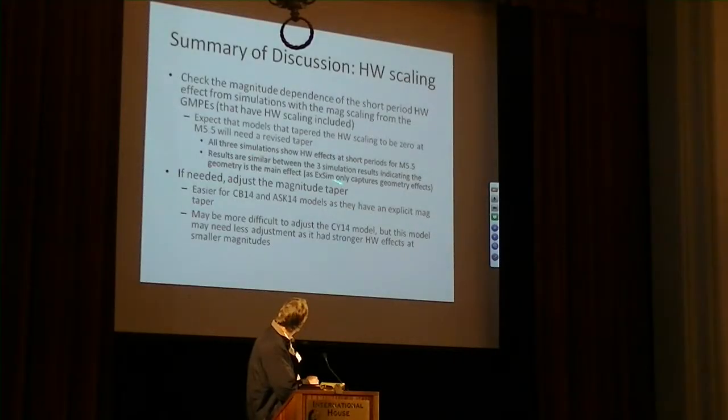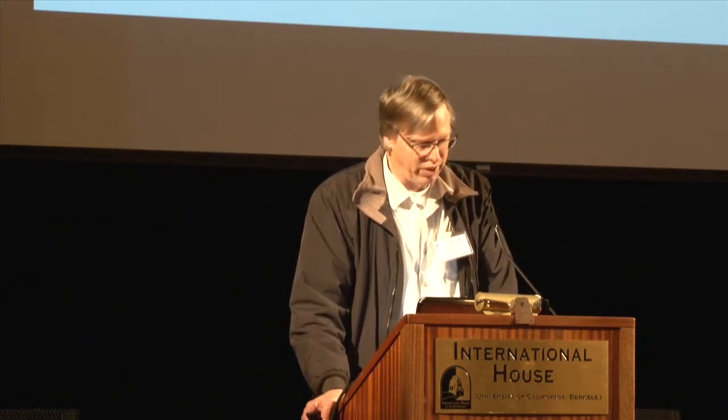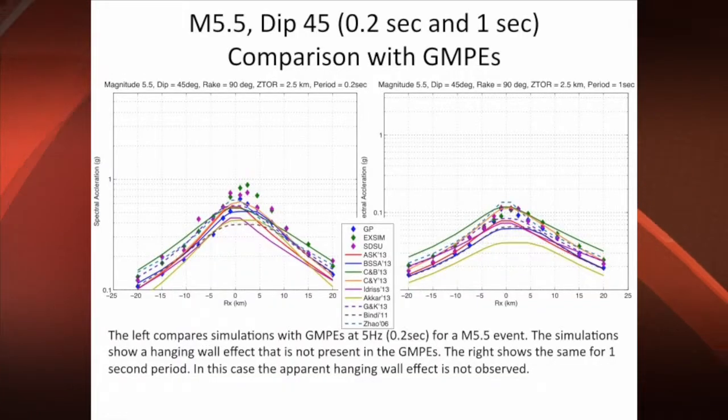Okay, so how are we going to adjust the taper? Two of the models that have hanging walls, Campbell-Bozorgnia and the ASK models, have explicit magnitude tapers, so those are kind of easy to go and modify. We can just adjust them to taper out more slowly with magnitude. The Chiou and Youngs model is going to be a little more difficult for us on how to do that, but it also may need less adjustment. It had a higher hanging wall factor than our other models. If I go back, Chiou and Youngs is this one you see here, and it's staying higher on the hanging wall side for these smaller magnitude events. So it's doing a little better job.